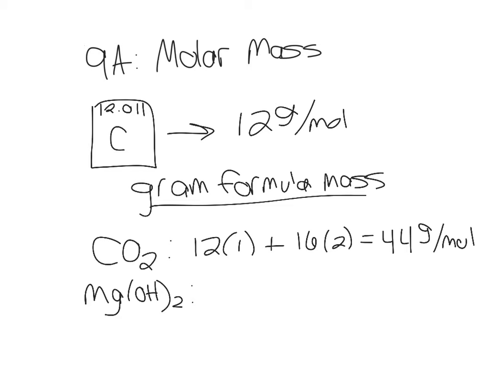So in this case, I've got magnesium, I would round to 24, and I have 1 of them. What I like to do, because I am always afraid I'm not going to distribute that 2, is figure out what hydroxide weighs, which is 16 plus 1. Hydrogen weighs 1 and oxygen weighs 16, but I have 2 of them, so I'm going to take that whole quantity times 2.